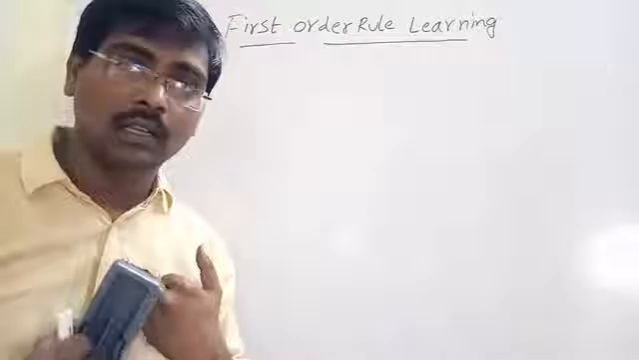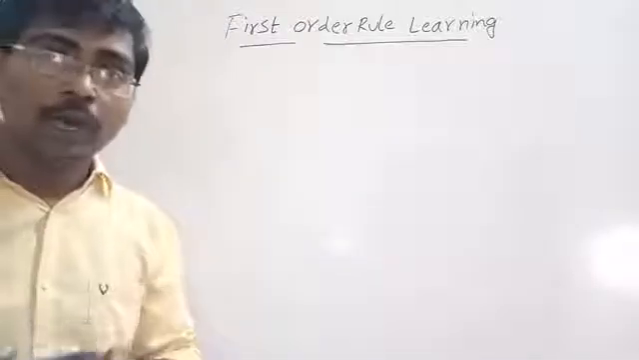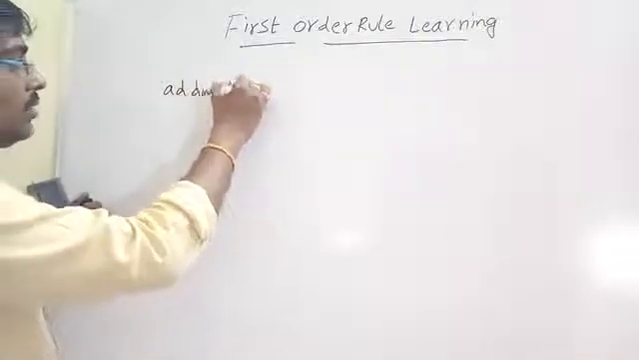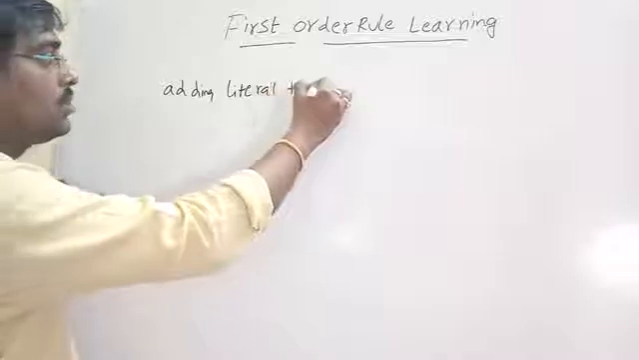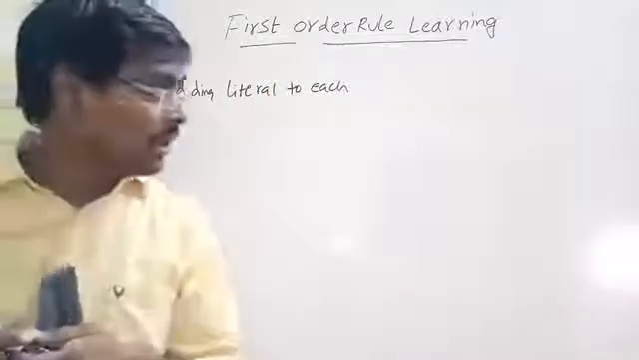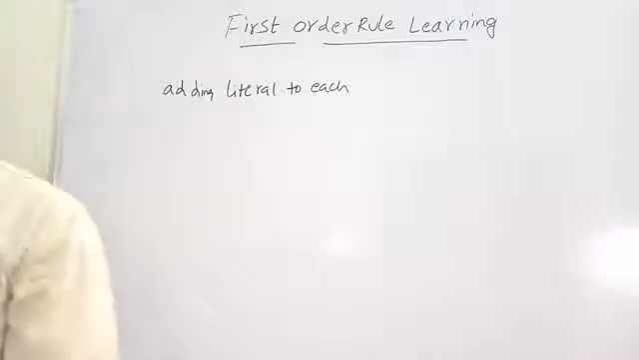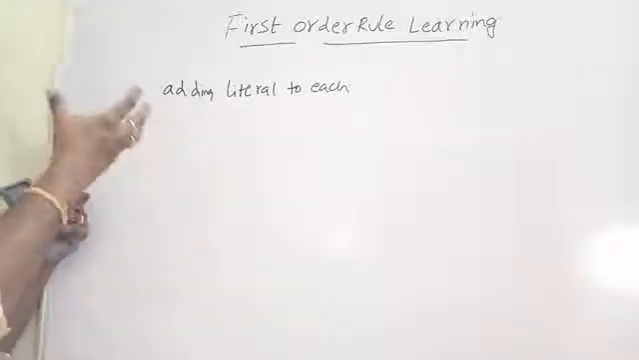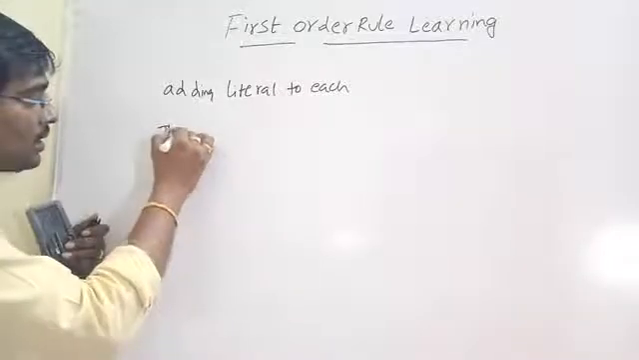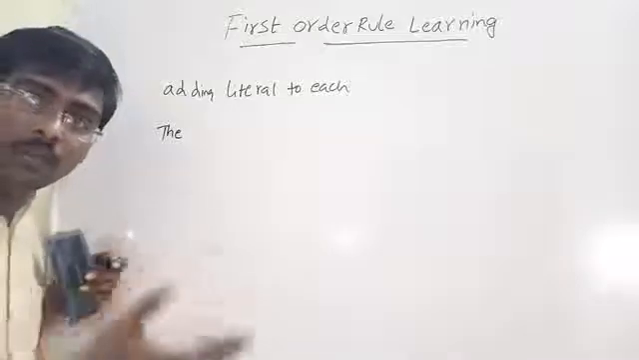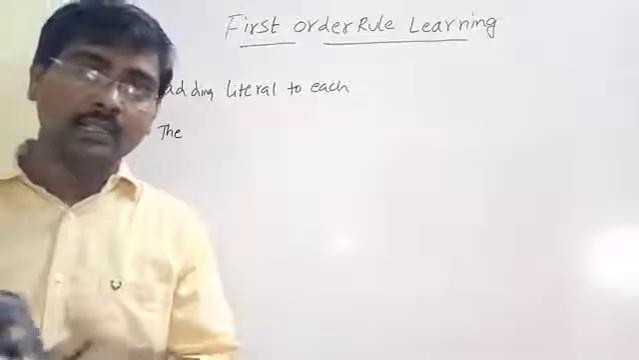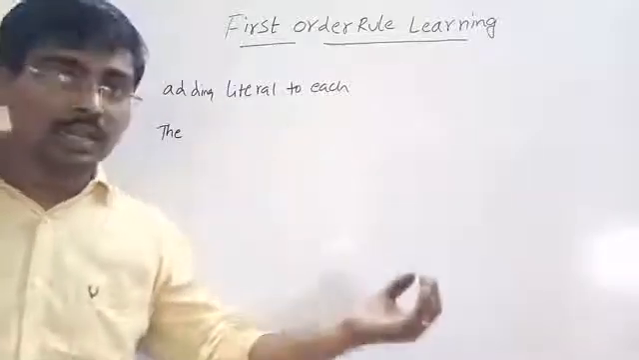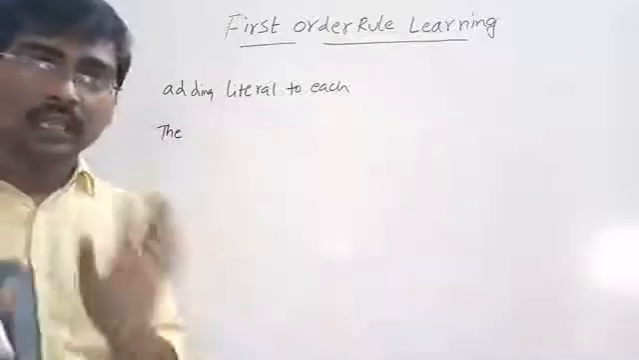One more additional point in first-order logic is adding literals to each Prolog clause. This is one of the differences we are observing. The literals are enumerated. That is how we are expanding the literals. The literals are enumerated by adding predicates, functors, constants, body parts, etc.